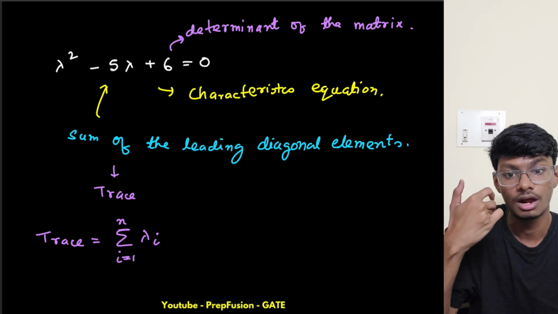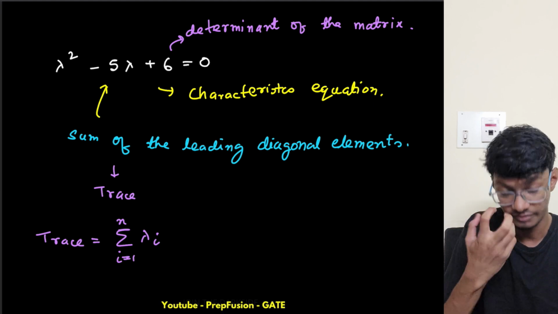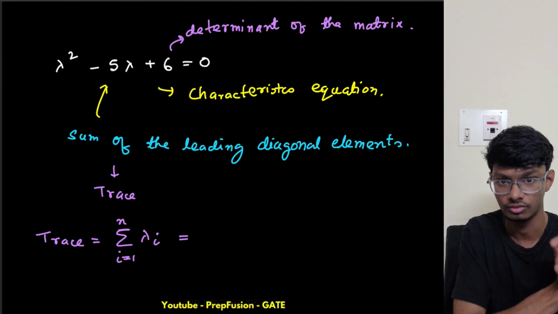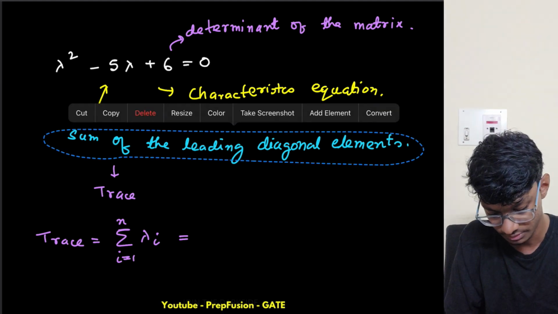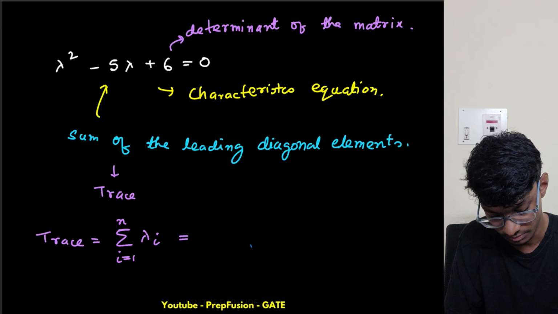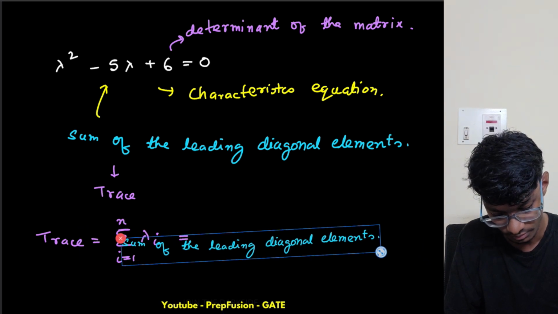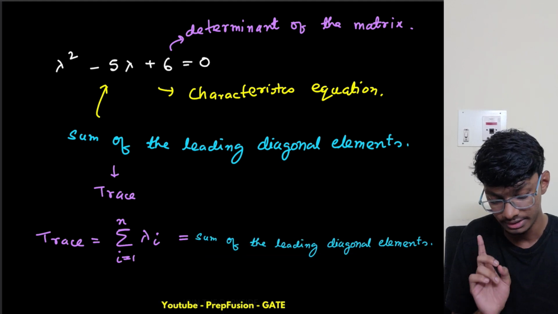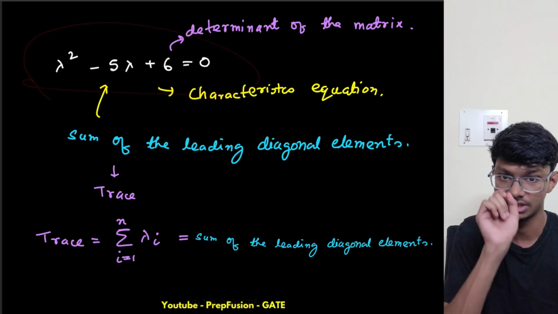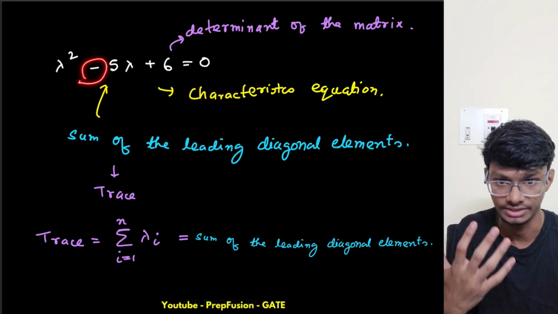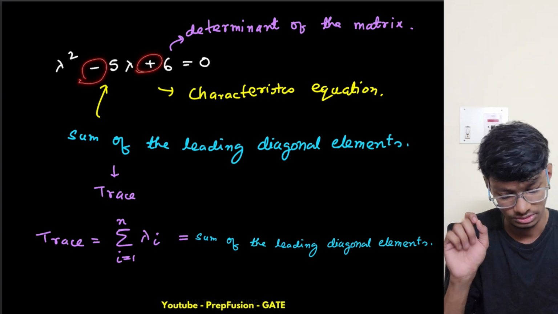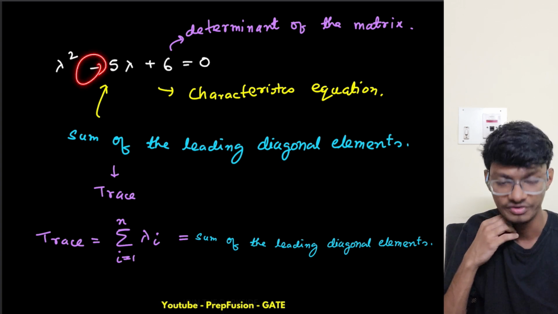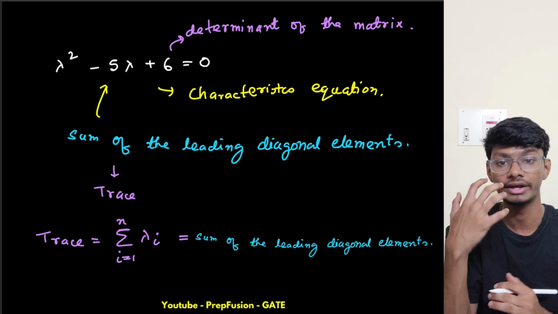This is also another definition for the trace, or what I can write here is, it is the sum of the leading diagonal elements. Let me copy this and paste this over here. Okay, but the thing is, in the equation, just keep in mind that this will be with a negative sign and this will be with a positive sign. The sum of the leading diagonal elements is 5 only, but as the coefficient, a negative sign will also come. How do I remember it?